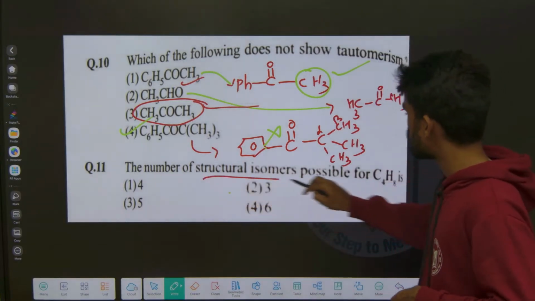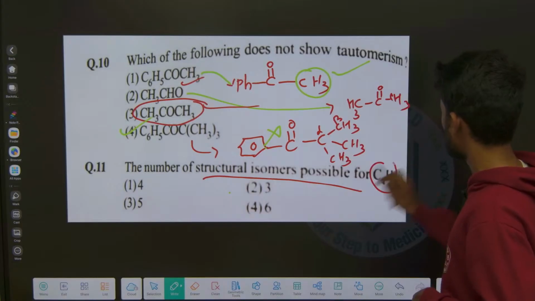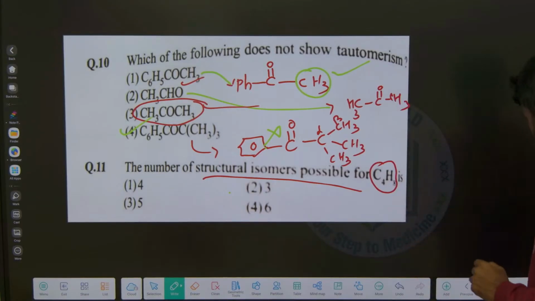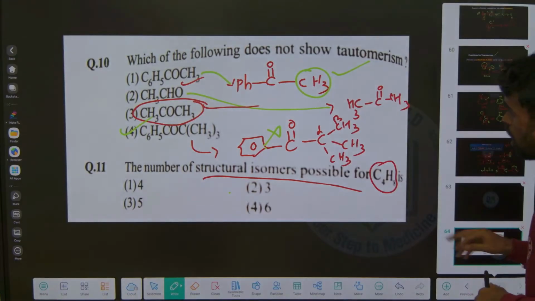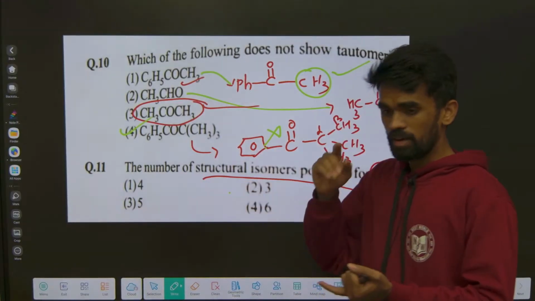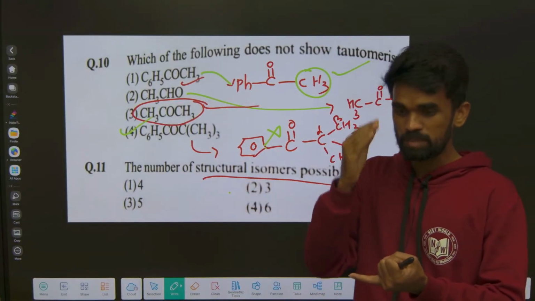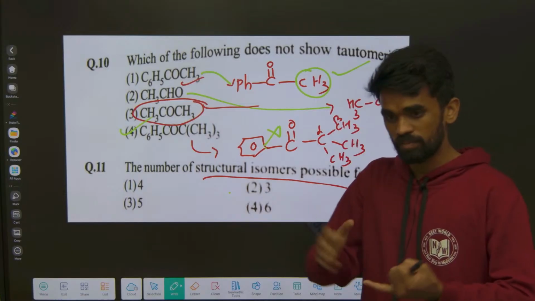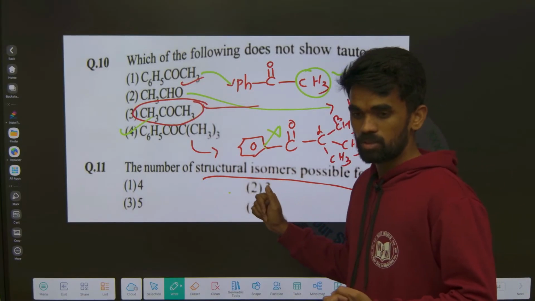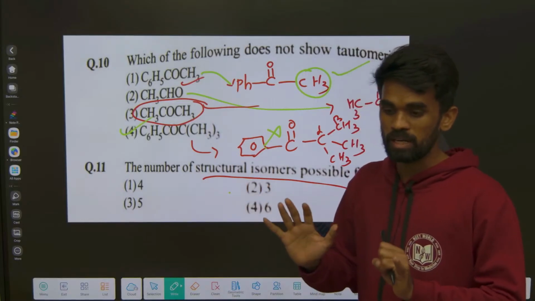Number of structural isomers possible for C4H8. You can try this question and we will discuss it in the next class. Which type of isomers? All possible structural isomers, like positional, chain, functional, whatever we have studied till now. Not geometrical, I am saying only structural.